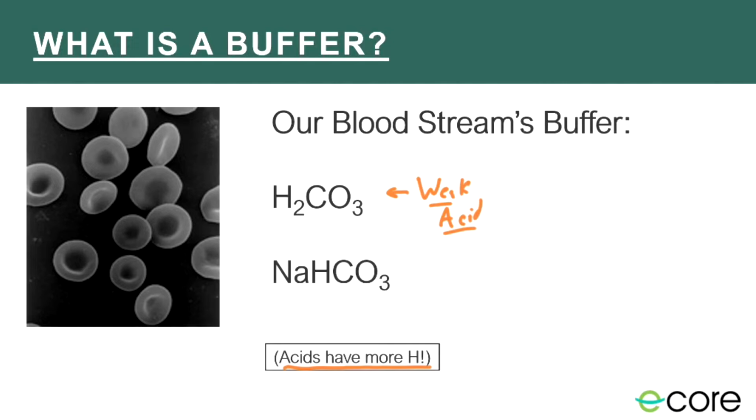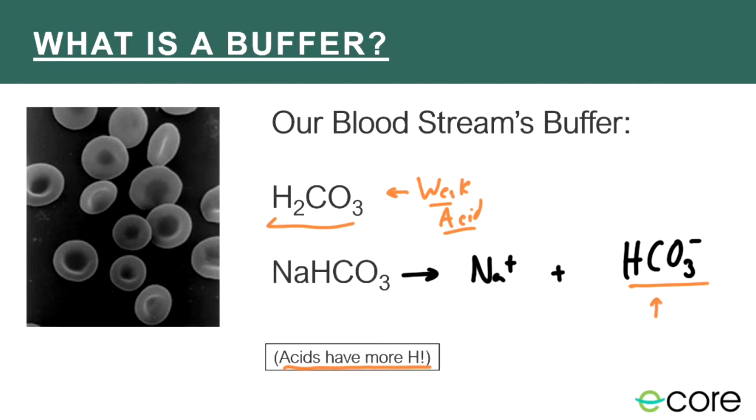The way we can tell is that if I put this in water, it's going to split apart. It's going to split apart into Na+, and the other compound that'll be left behind will be HCO3-. Because it's an ionic compound, it falls apart. Notice, this is actually the conjugate base of this acid. Remember, when we drop a hydrogen from an acid, we make its conjugate base. So right here, we get the conjugate base of our acid. All right, and so that's what's important.